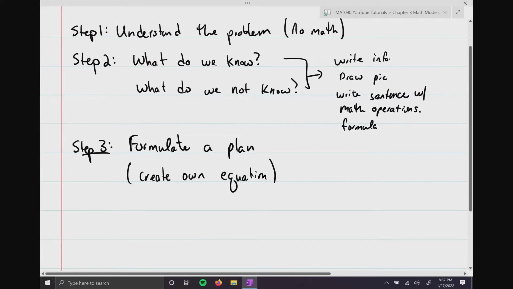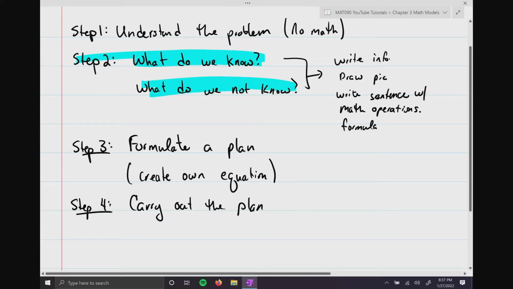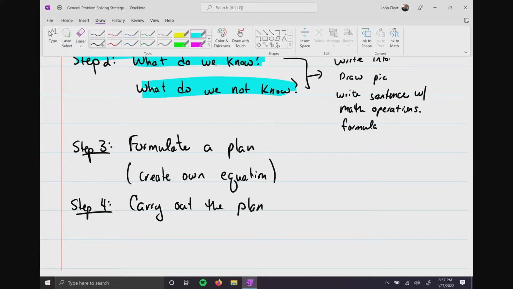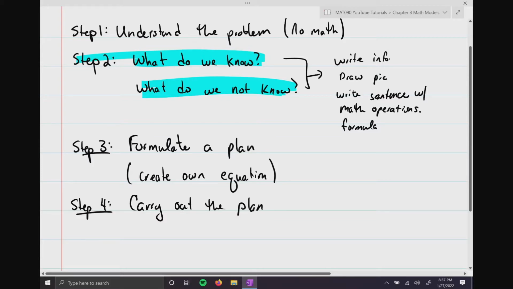Step 4, carry out your plan. In other words, once you formulate your plan from step 3, and all that information comes from step 2 with what do we know and what do we not know. So once we get to step 4, this is kind of like a downhill slope now. It's like pushing the car all the way up to the top of the hill, and then you just let it roll downhill. You're going to be using all your math techniques to solve the problem. That's where the math techniques start kicking in.